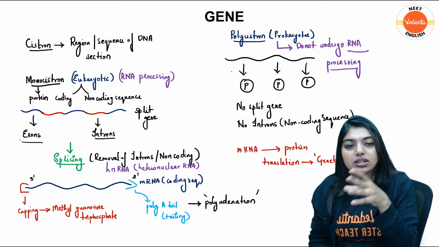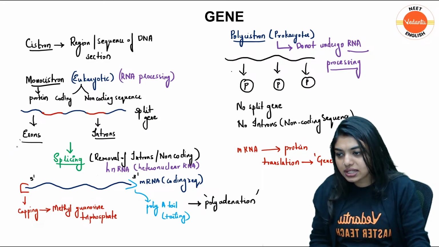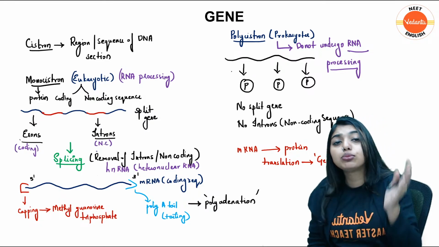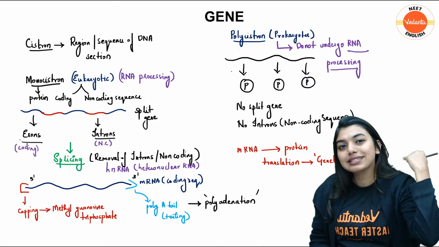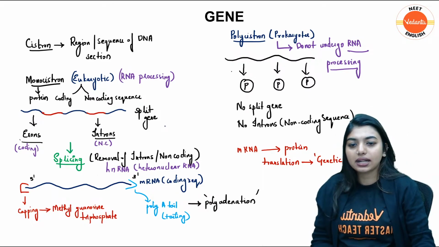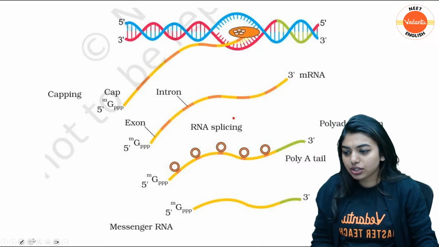So exons and introns: the exons are the coding sequence, and the introns are the non-coding sequence. We have to remove the introns with the help of a method called splicing. After that, we'll add a cap and tail to the mRNA, and we'll properly get a good mRNA. So this is what is shown in your NCERT.